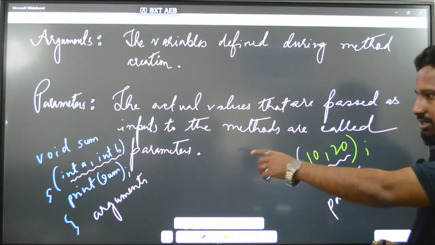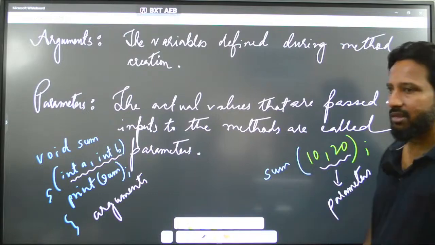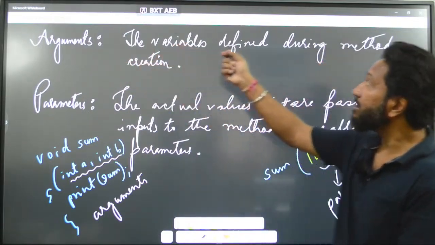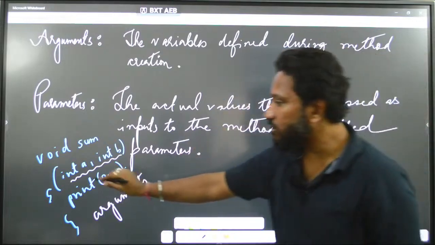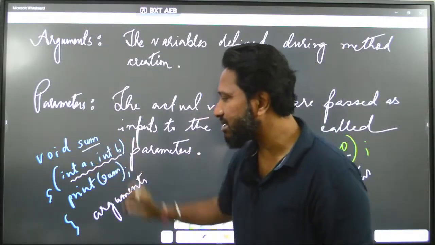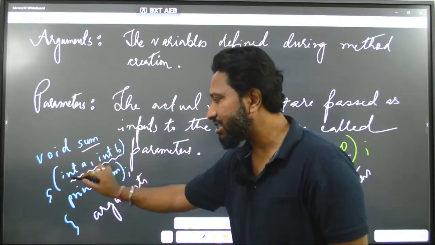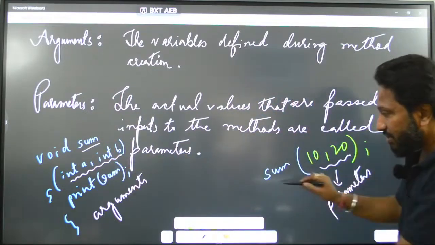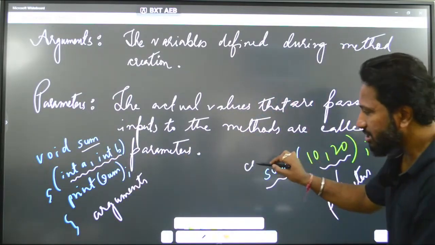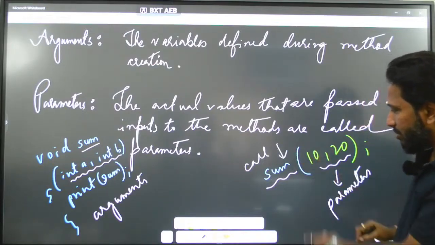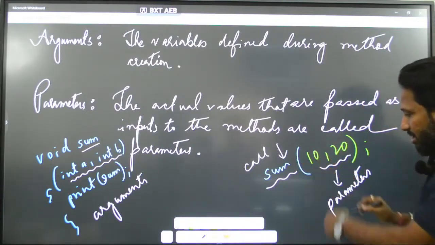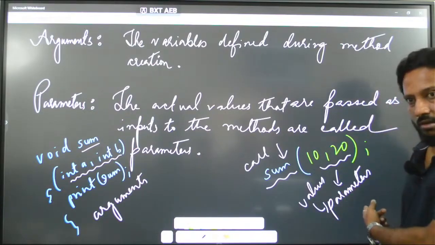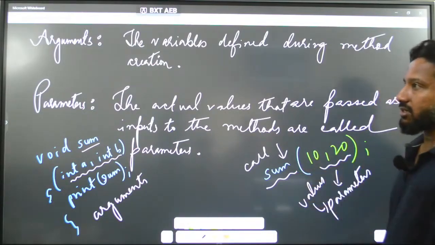So I hope this diagram, whatever I have drawn, gives you the idea of this, right? So arguments are the variables defined during method creation. So these are the variables. This is the method name sum. These are the variables that we define during the method creation, and this is the function call. In this call we are writing two values. So these values are actually called the parameters. Make sense? So this is how it works.